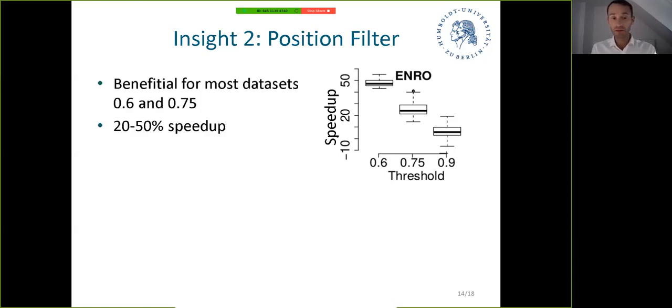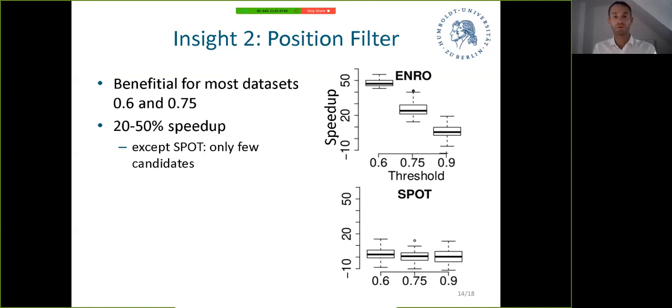However, what is interesting is that the position filter is beneficial for most data sets and thresholds 0.6 and 0.75. Compared to the results from the VLDB paper 2016, it is more efficient, so it's generally advisable to use the position filter in the multicore case. We get 20 to 50% speed up for these 2 thresholds on all our data sets.